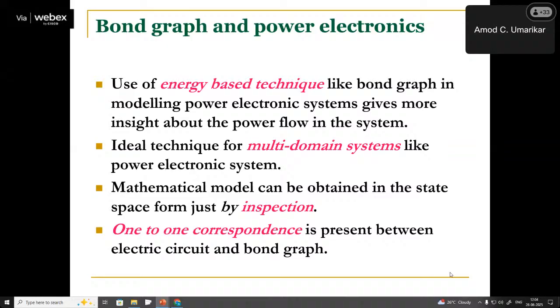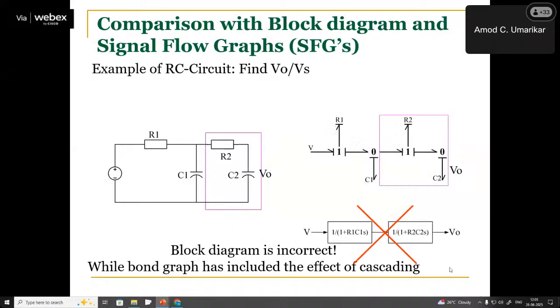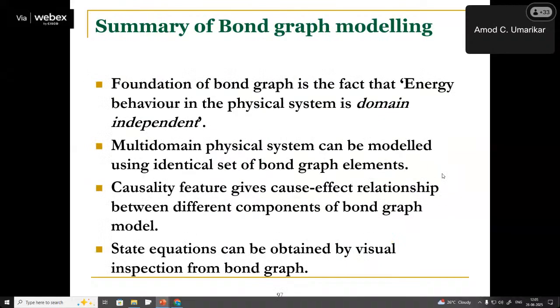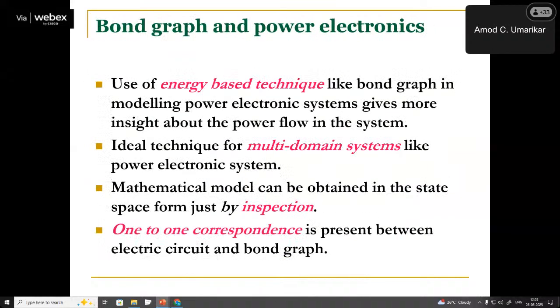So why bond graph and power electronics? Power electronics is a multi-domain system, so it is an ideal technique. The mathematical model can be easily obtained by inspection. One-to-one correspondence is present between the electric circuit and the bond graph. That's the main idea here. How do we say one-to-one correspondence? From here itself you can notice it. RC, RC, RC, RC, right? So one-to-one correspondence. That's why we want to use it for power electronics.